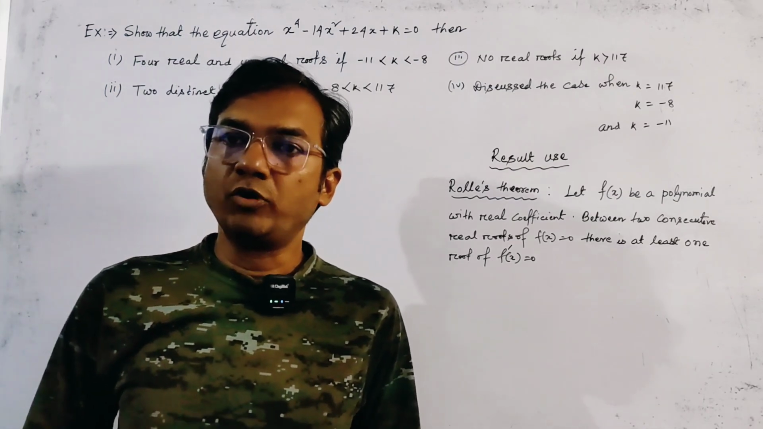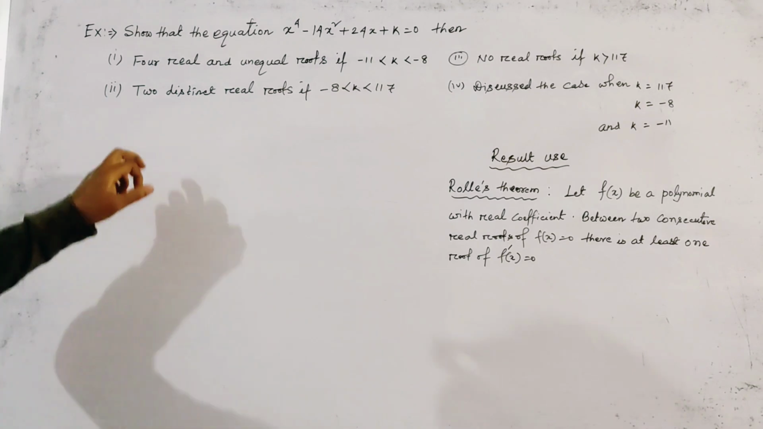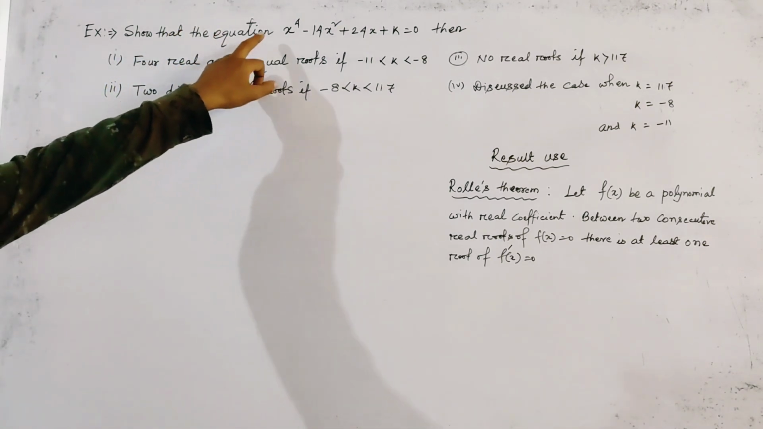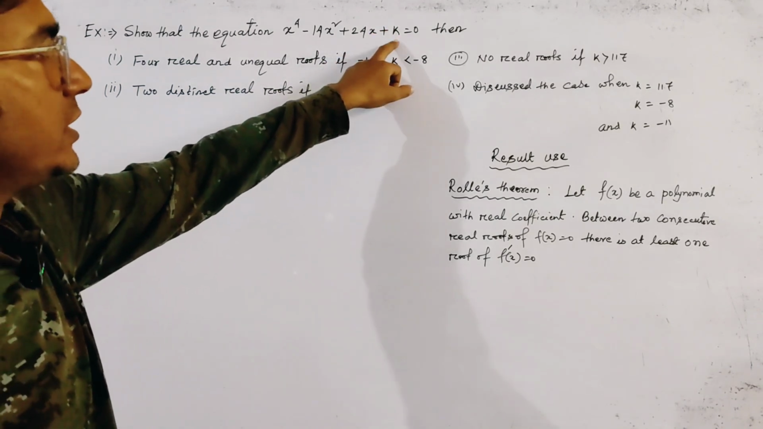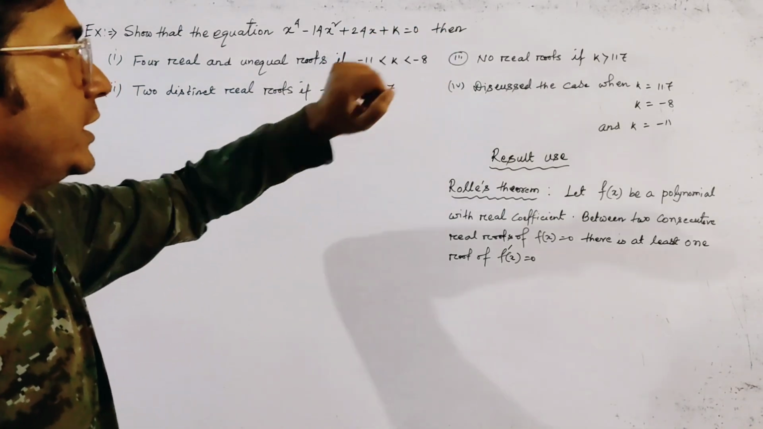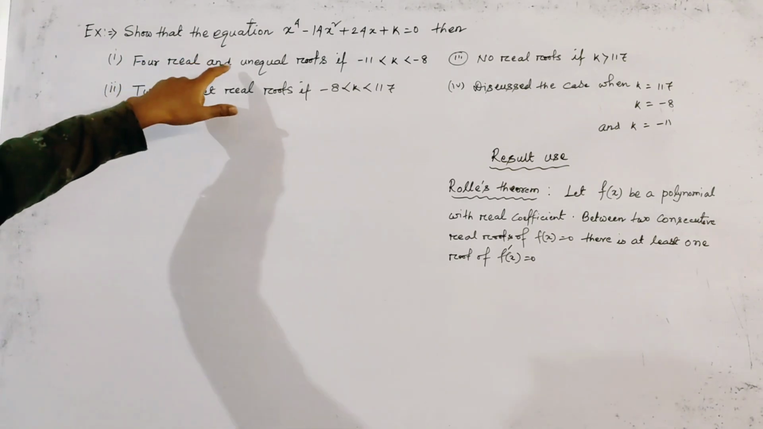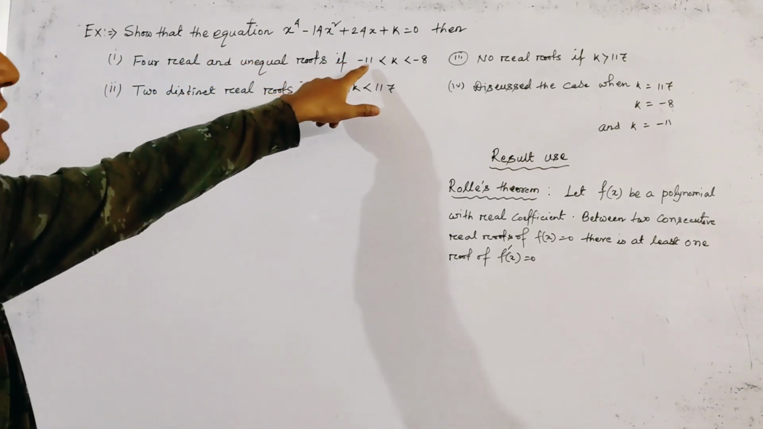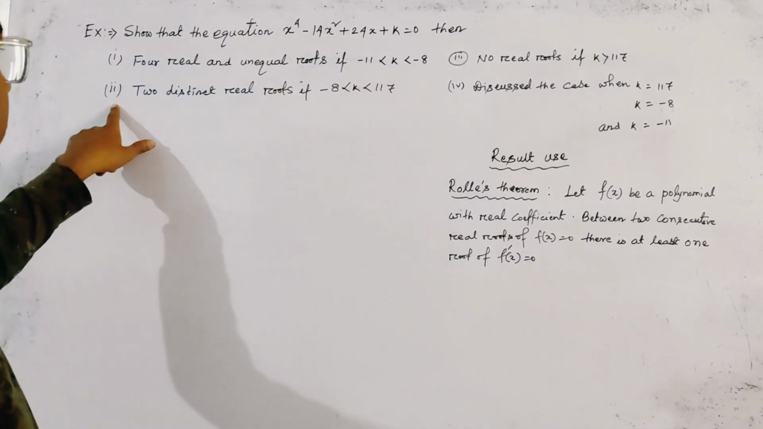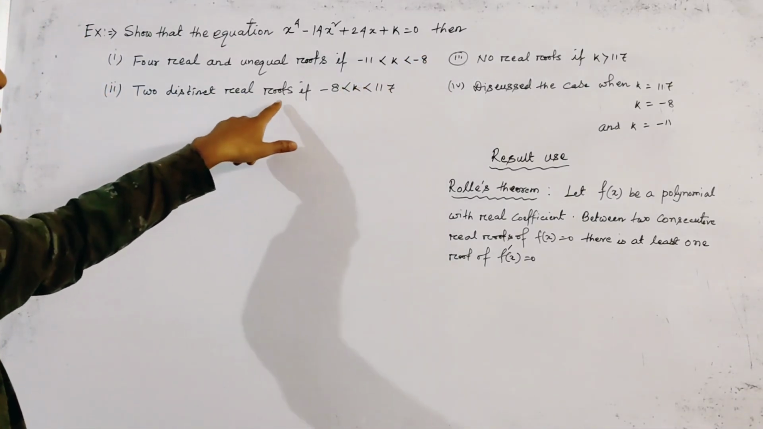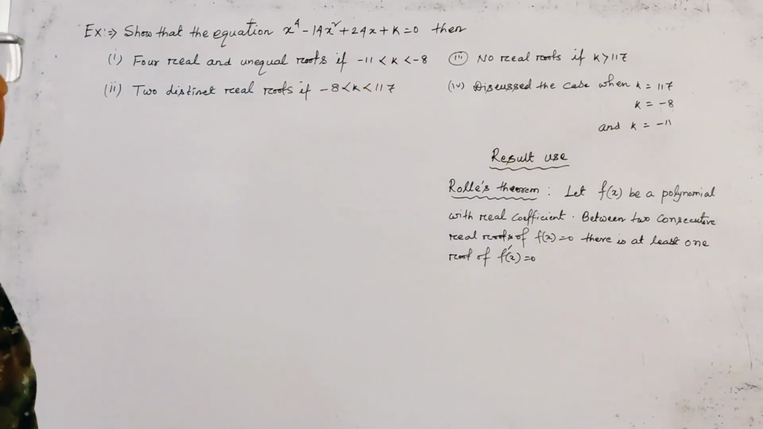Today's problem from theory of equations: show that the equation x to the power 4 minus 14x square plus 24x plus k equals 0 has four real and unequal roots if minus 11 is less than k less than minus 8, two distinct real roots if minus 8 is less than k less than 117, and another two.